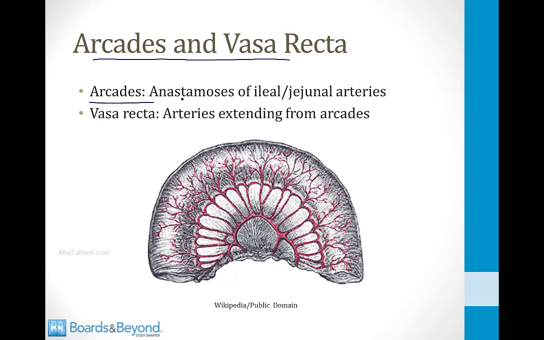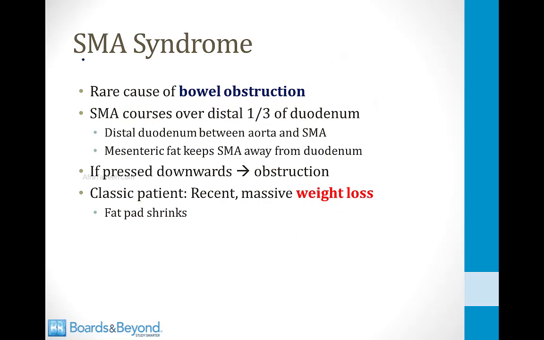Arcades and the vasa recta are features of the blood supply to the small intestine. Arcades are anastomoses of ileal and jejunal arteries. As you can see in this picture on the screen, lots of these arteries link up together in anastomoses, and those are called the arcades. The vasa recta are arteries that extend out from the arcades and go out in this direction to supply blood to the intestines.